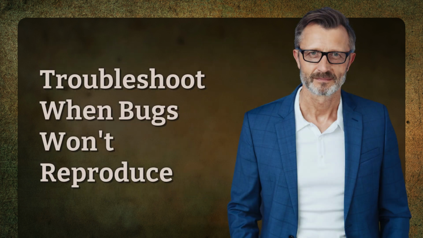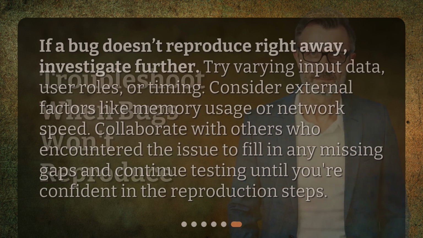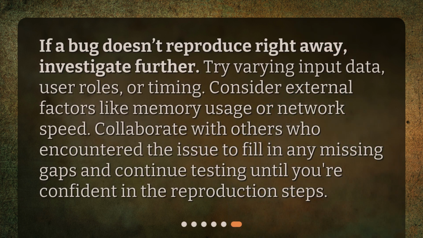Troubleshoot when bugs won't reproduce. If a bug doesn't reproduce right away, investigate further. Try varying input data, user roles, or timing. Consider external factors like memory usage or network speed. Collaborate with others who encountered the issue to fill in any missing gaps and continue testing until you're confident in the reproduction steps.